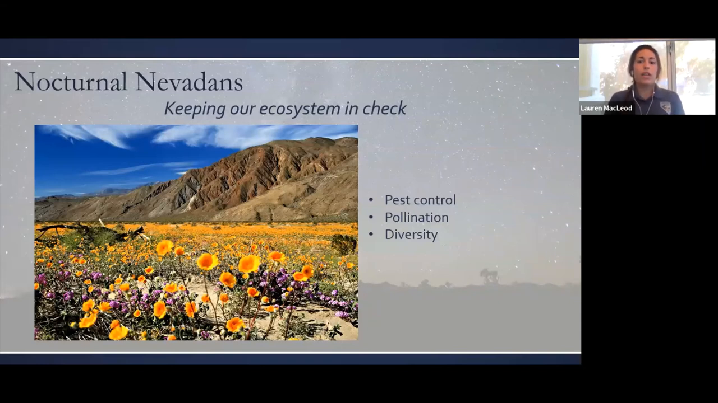So think about what would happen to a rabbit population if coyotes disappeared, or if there is no bat guano in the caves. So bat guano, it may be poop to us, but to those cave crickets, that's an essential nutrient. That's their food source. It also serves as actually a really good fertilizer for plants too.